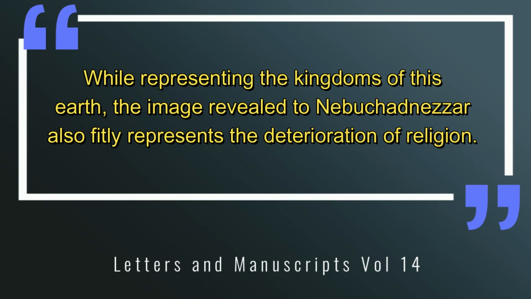make this connection. In Manuscripts 39, 1899, she says, "While representing the kingdoms of this earth, the image revealed to Nebuchadnezzar also fitly represents the deterioration of religion." This statement is extremely important in understanding why Ellen White would make the connection of suggesting that the Protestants of the United States were actually the feet and toes of iron on the image.